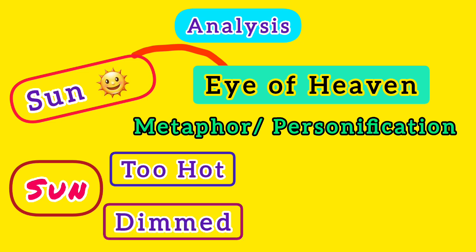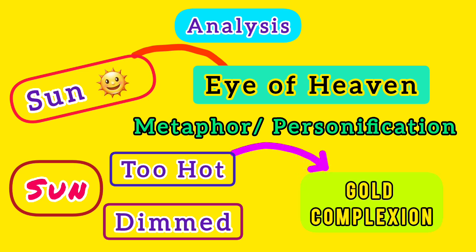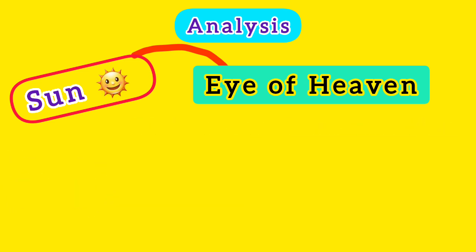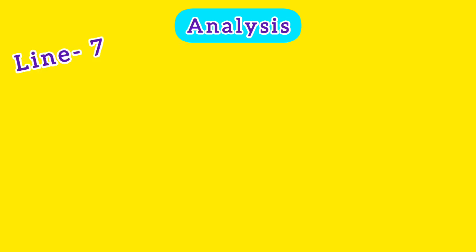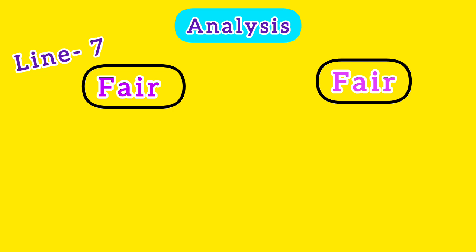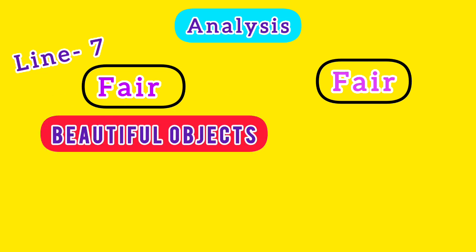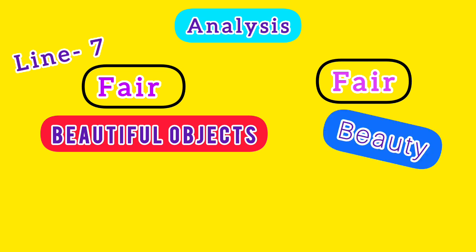sun also gets dimmed. And this way, the poet speaker uses the phrase gold complexion of the sun to describe the exclusive brightness of the sun. But at the same time, he makes it clear that this same sun does not always remain as bright. In line number 7, the poet speaker uses the very word fair twice. And the first one refers to beauty or beautiful objects. And the second fair refers to the beauty that is lost by the beautiful objects.